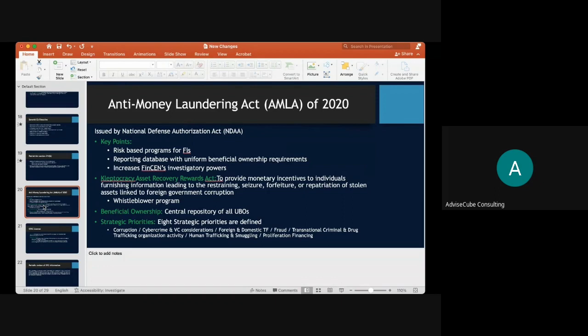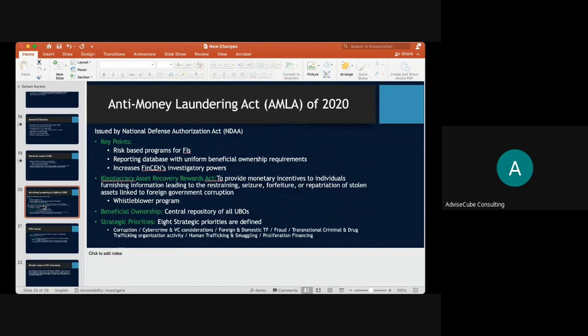One more thing they have added is the AML law that is issued by the National Defense Authorization Act. It's different from the Patriot Act. The Patriot Act was a result of the 2001 incident in the US.